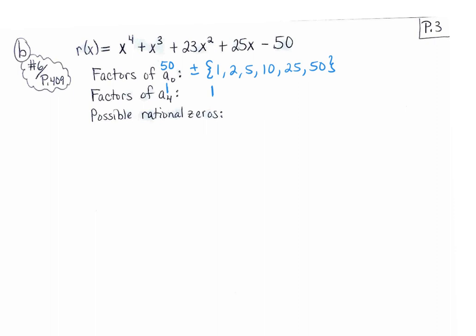What should we always have? Plus or minus. Good. Always have plus or minus. For the possible ones, we always put plus or minus. So tell me the possible rational zeros. Plus or minus 1, 2, 5, 10, 25, and 50. Put those brackets, right? Very good. Okay. So, what number do you want to try first?